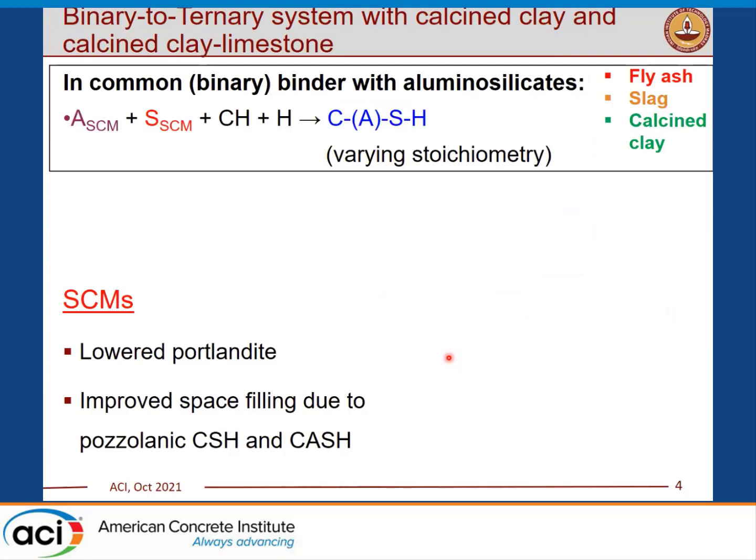Clays can be used in several different forms. Direct addition of clays will bring in classical pozzolanic reaction, where you have benefits in terms of lower Portlandite and improved space filling due to pozzolanic CSH.